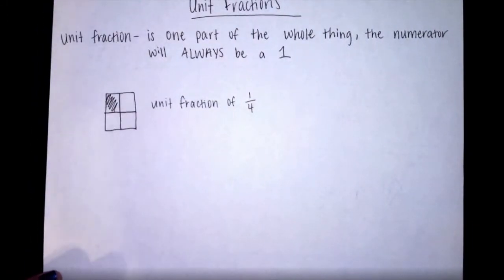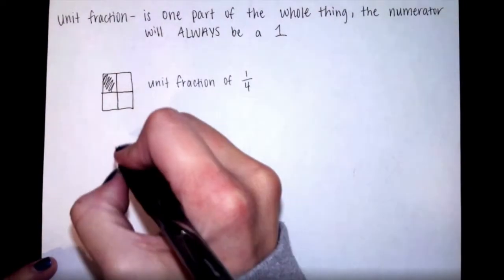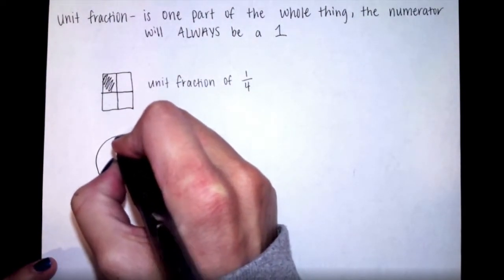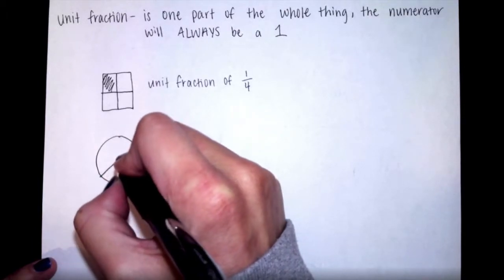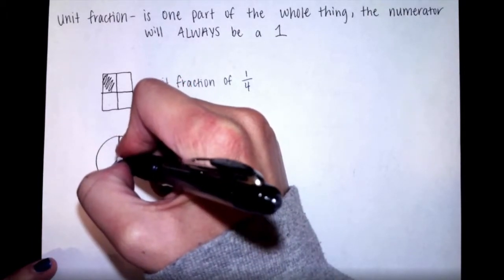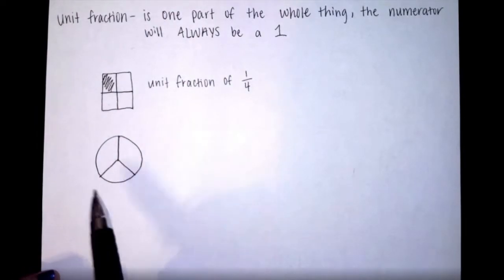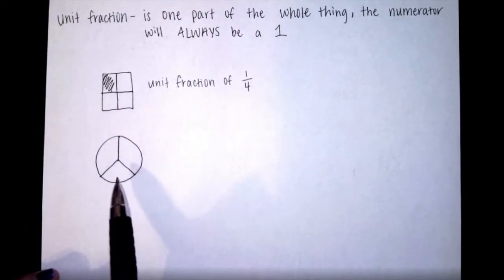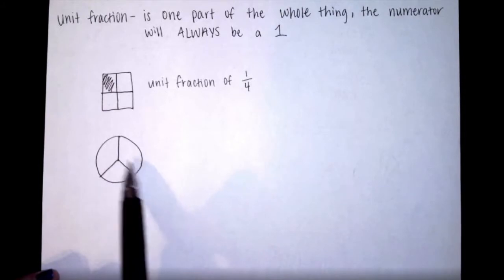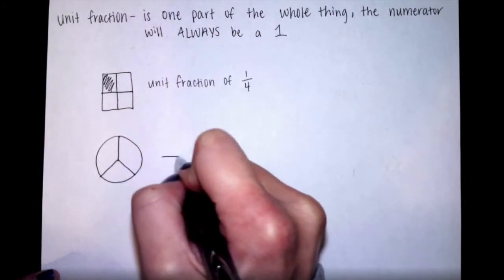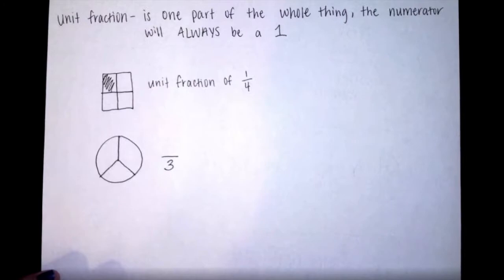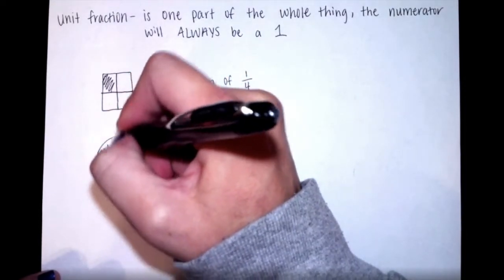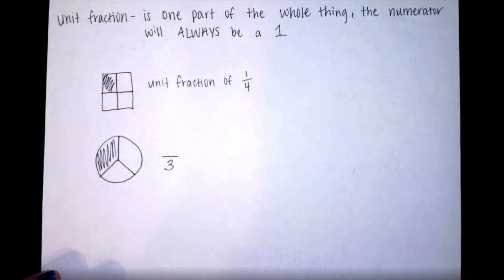What if I had a circle that was divided like this? Okay, so let's look at this. We have how many parts? We have 3 parts, okay? So we know that denominator is going to be a 3. And we also know that since we're working with unit fractions, only one part is going to be shaded. So we have 1/3.